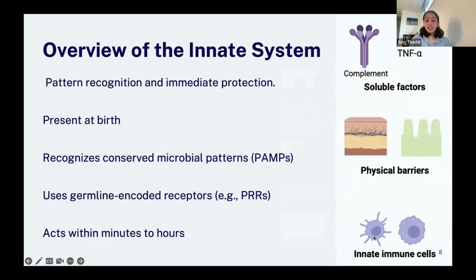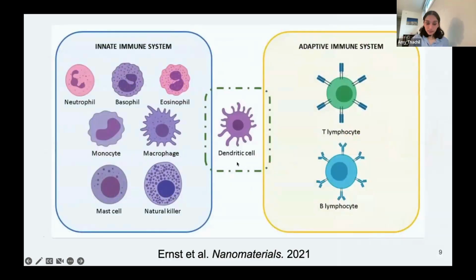Then we also have the cellular component of the innate immune system. So we have different innate immune cells, which we can see here. Here are some of the cells that are part of the innate immune system, as well as those that are part of the adaptive immune system. Part of the innate system, we have cells such as neutrophils, macrophages, mast cells, natural killer cells, and dendritic cells.